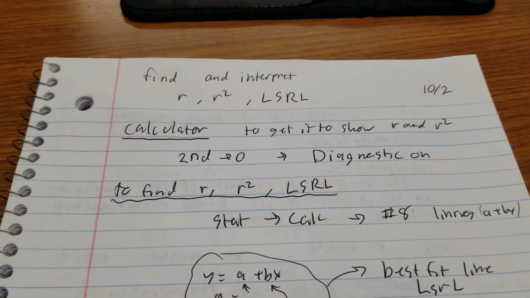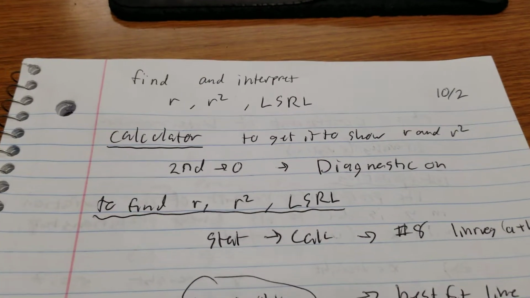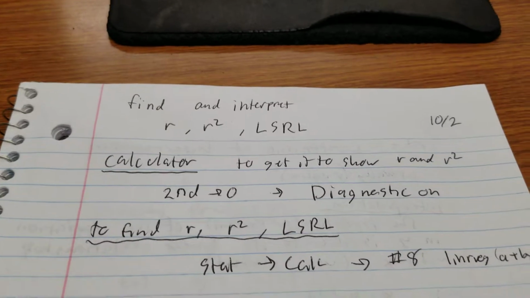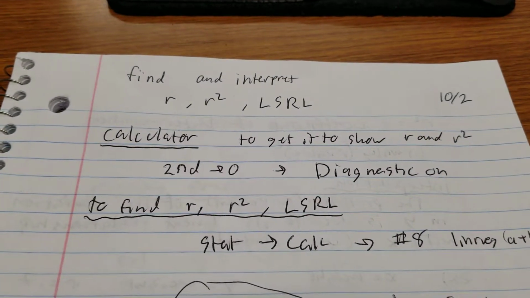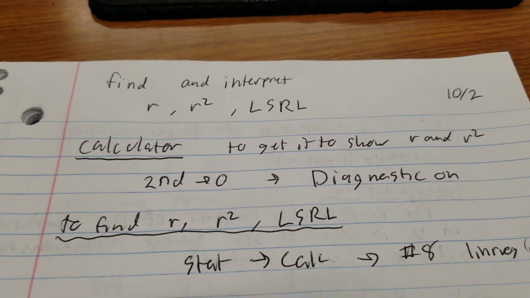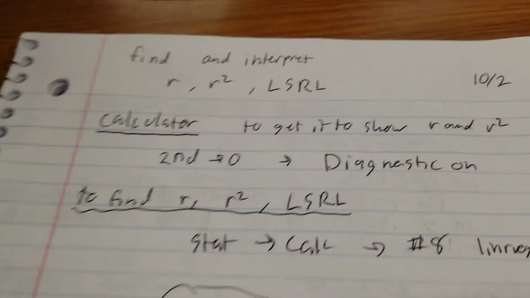It's the second, and yesterday we talked about what R was and what a scatter plot was. Today we're finding and interpreting R squared and the least squares regression line. This is just how to do it in the calculator, so this will also go in the calculator video.